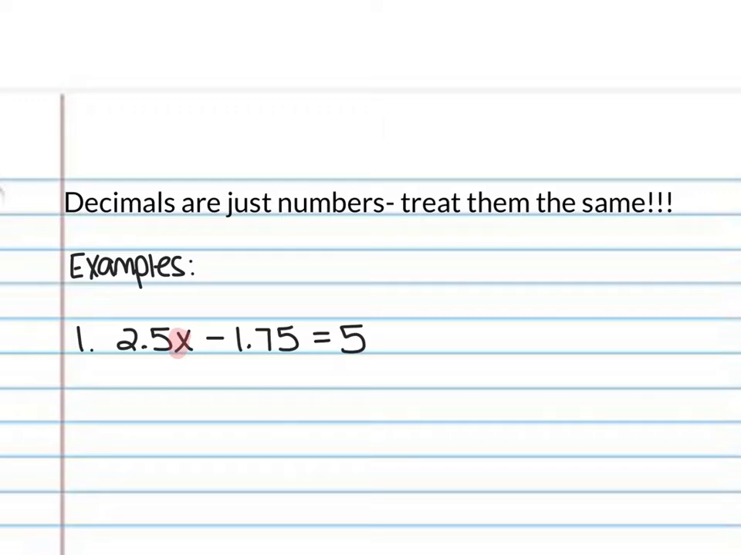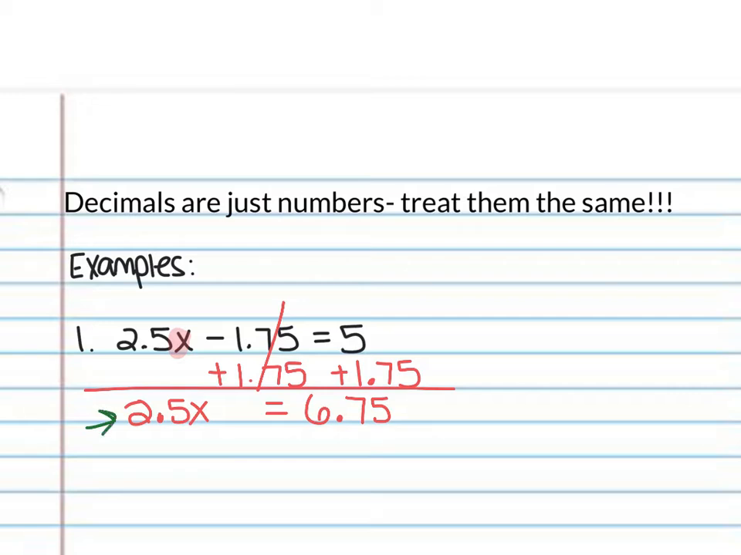So the opposite of minus 1.75 is adding 1.75 to both sides. And when I do that, I'm going to bring down my 2.5x because I haven't done anything with that yet. My 1.75s are gone. Bring down the equal sign. And then 5 plus 1.75 is 6.75. Remember, you get to use your calculator on everything, so take advantage of it. So next we have 2.5x equals 6.75.